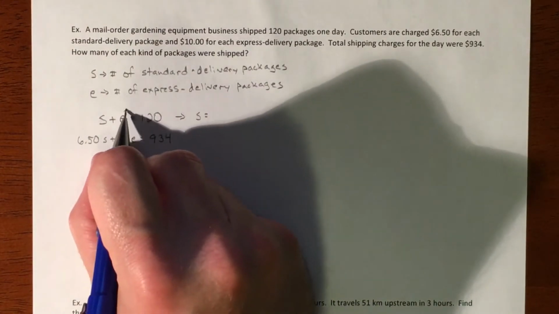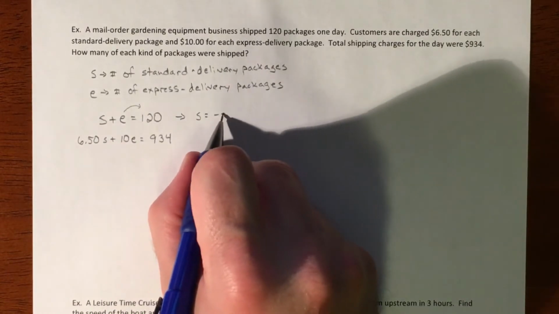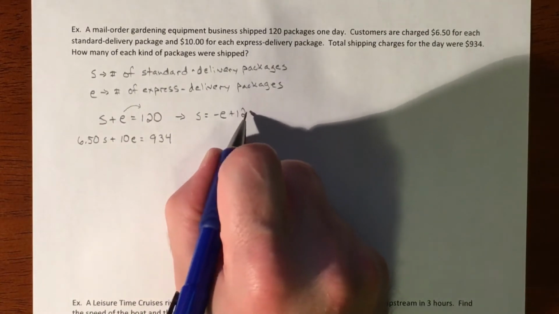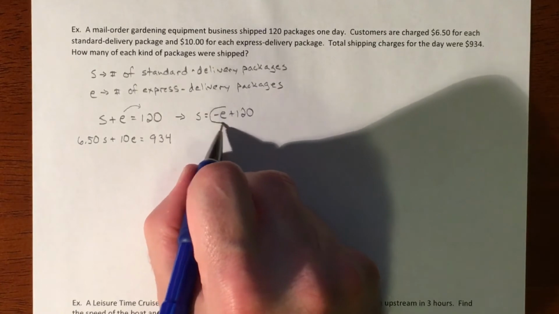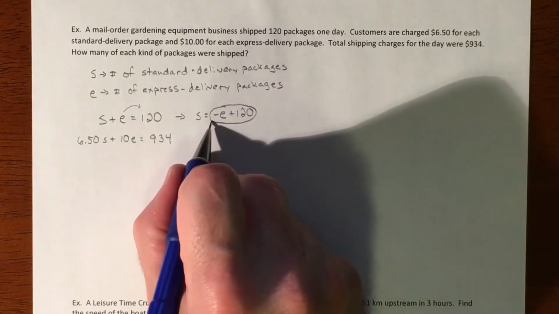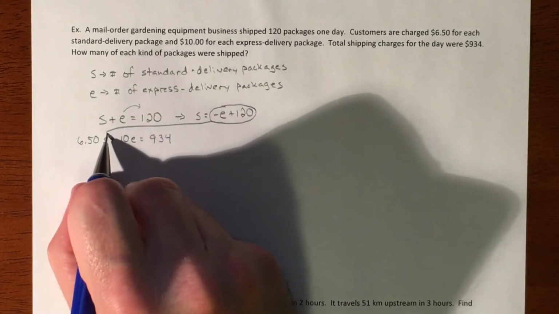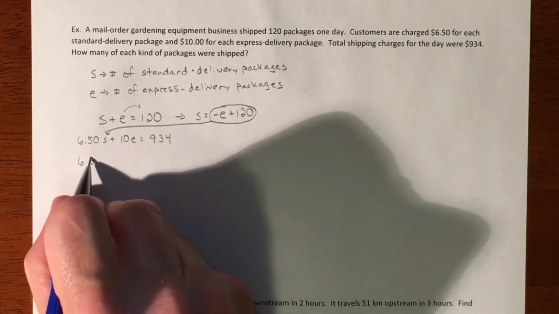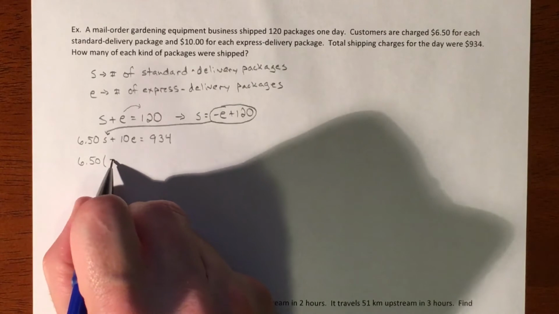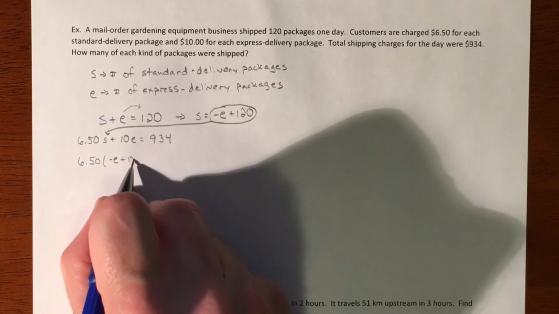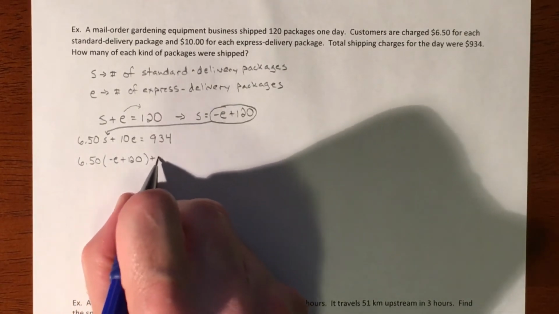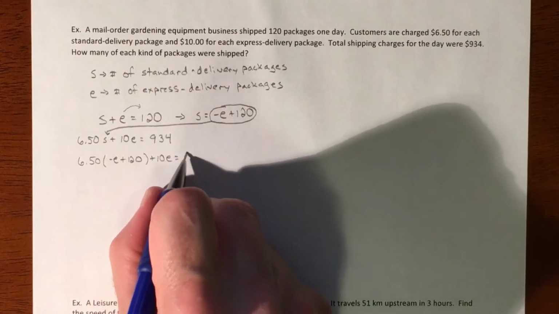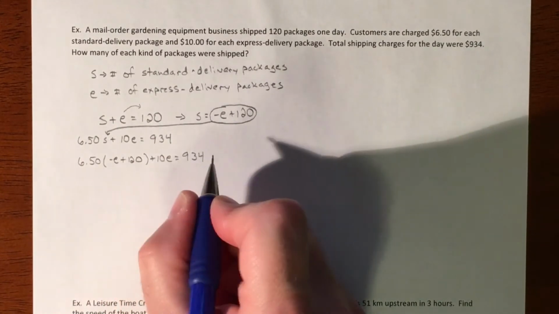So we would bump the E over to the other side. That would just make it a negative E plus the 120. And then I'm going to take the fact that I know what S equals, and I'm going to substitute it in. So I have $6.50 times a negative E plus 120 plus 10E equals 934.